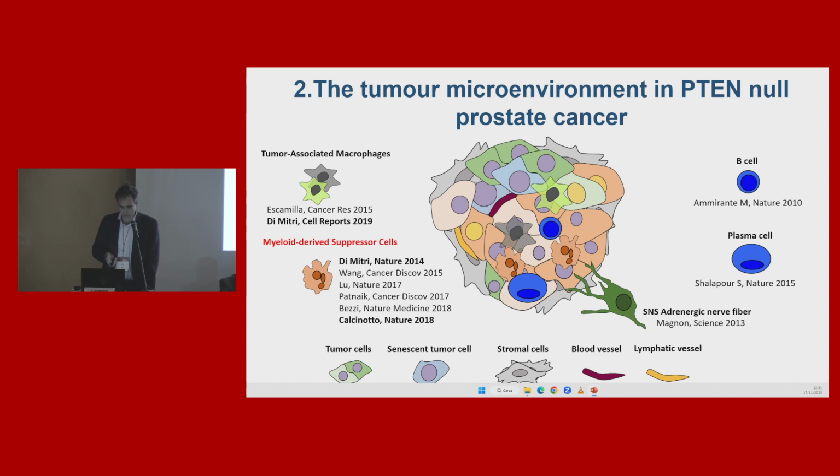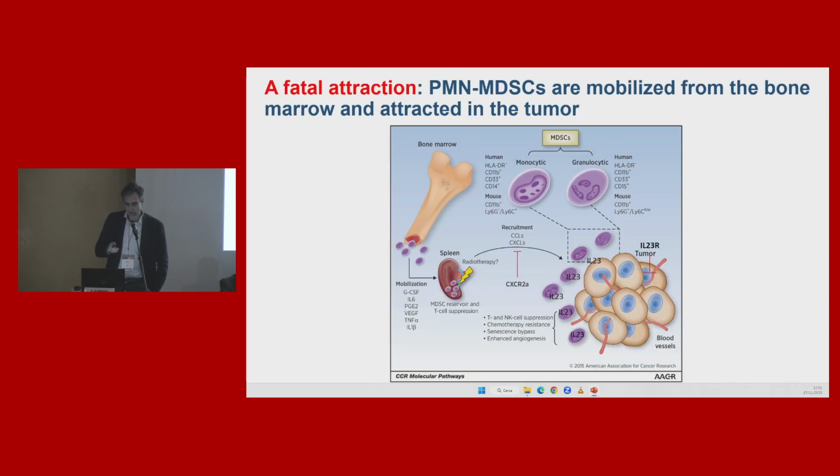This has been thanks to the contribution of Diletta Di Mitri, who in 2014 published this very beautiful Nature paper describing this population of cells for the first time, and Arianna Calcinotti, who in 2018 published a follow-up paper. So what are these polymorphonuclear myeloid-derived suppressor cells, or immunosuppressive neutrophils?